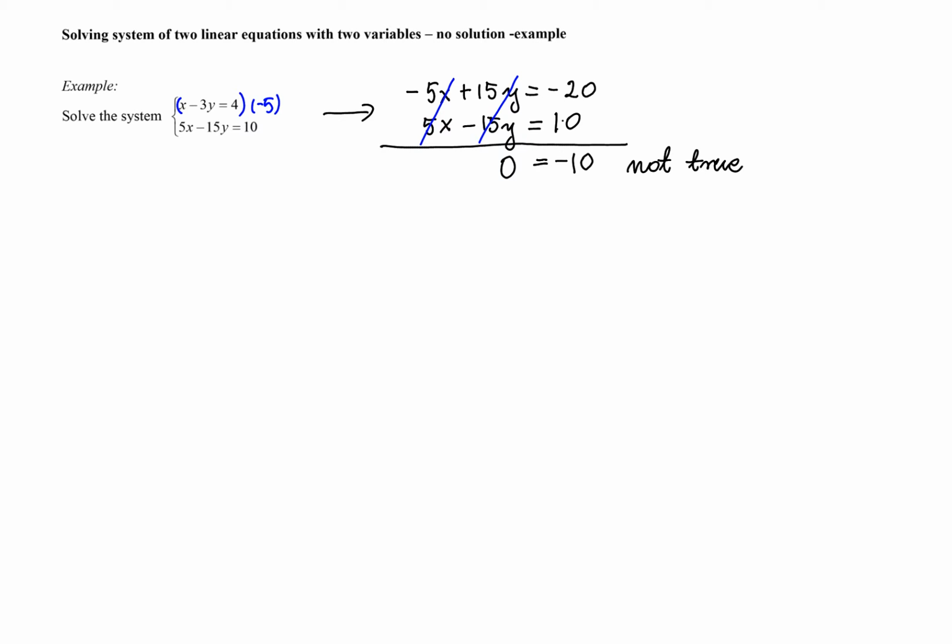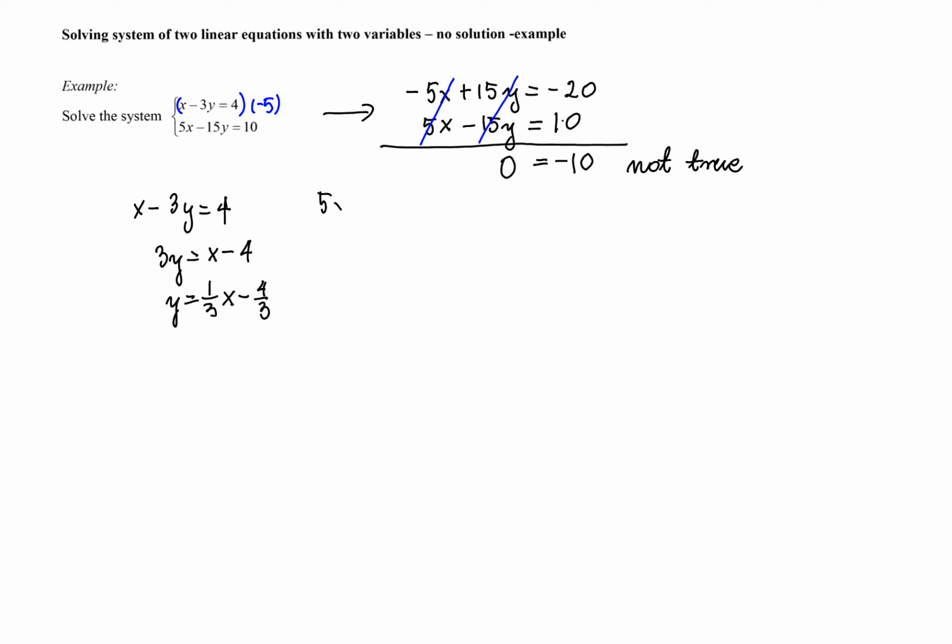Let's take a closer look at the equations. The first equation is x minus 3y equals 4. If I write this equation in slope-intercept form, I will have 3y equals x minus 4, and by dividing by 3 I will have y equals 1/3 x minus 4/3.